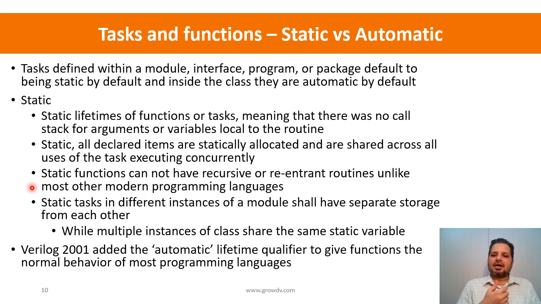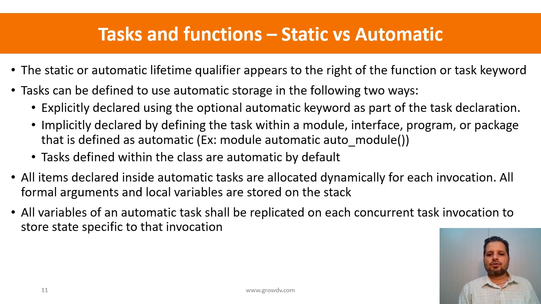Next, we'll look at a few more examples of how the static versus automatic difference manifests. We have seen the default nature of static versus automatic: by default, anything other than a class is static. If you want to explicitly control it, beyond the default, you can use the static or automatic lifetime qualifier keyword, and this keyword has to appear on the right side of your function or task keyword.